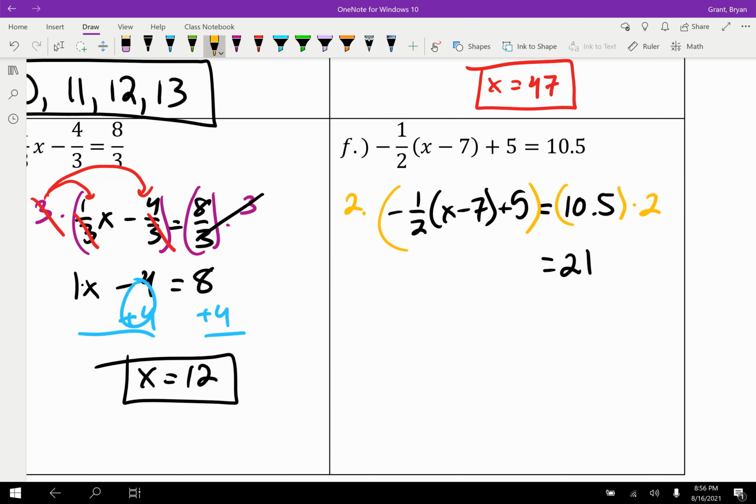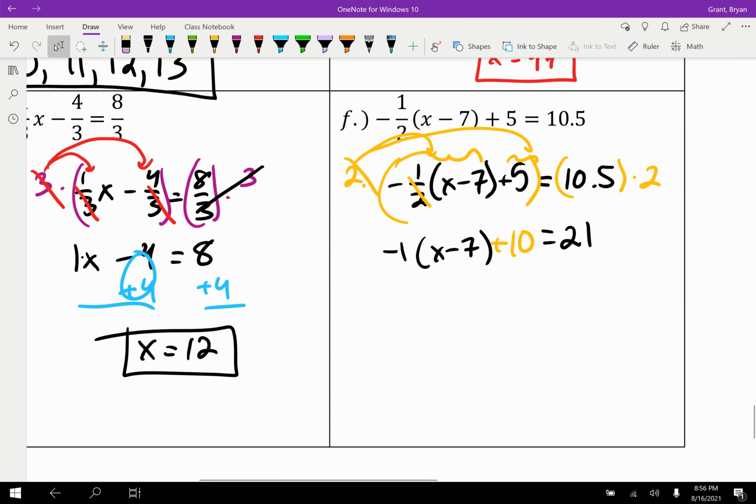On the left side, the 2 will distribute to this guy and to this one. Well, 5 becomes 10. When I distribute to this one, though, the dividing by 2 will cancel the multiplying by 2 and leave me with negative 1 times x minus 7. And I like that a little bit more than having to deal with the decimals and fractions up above.